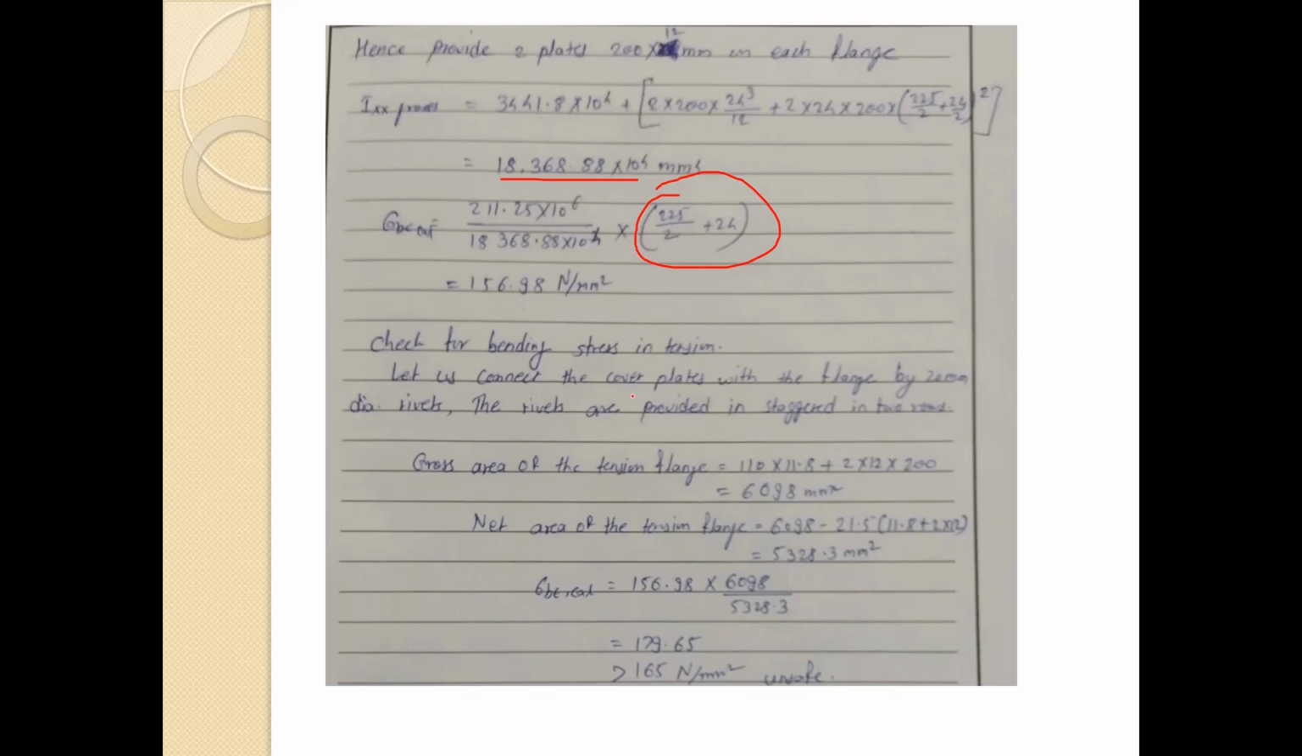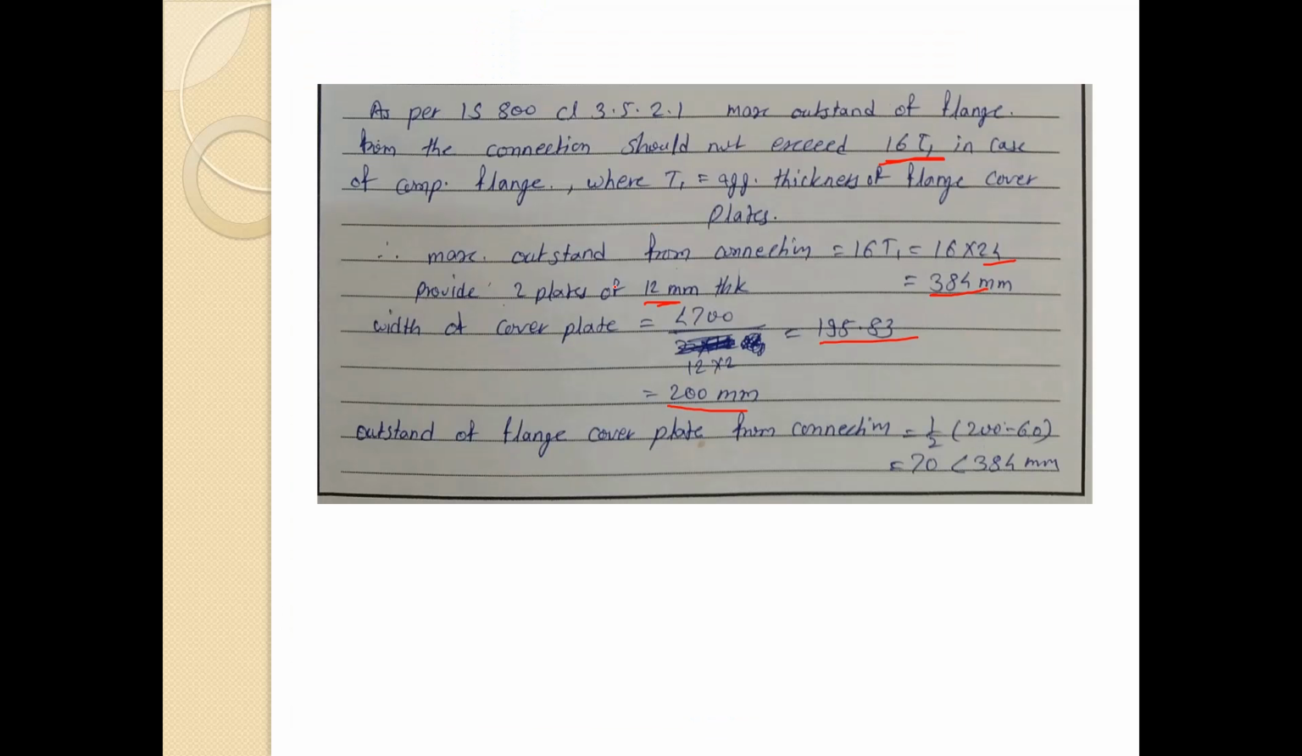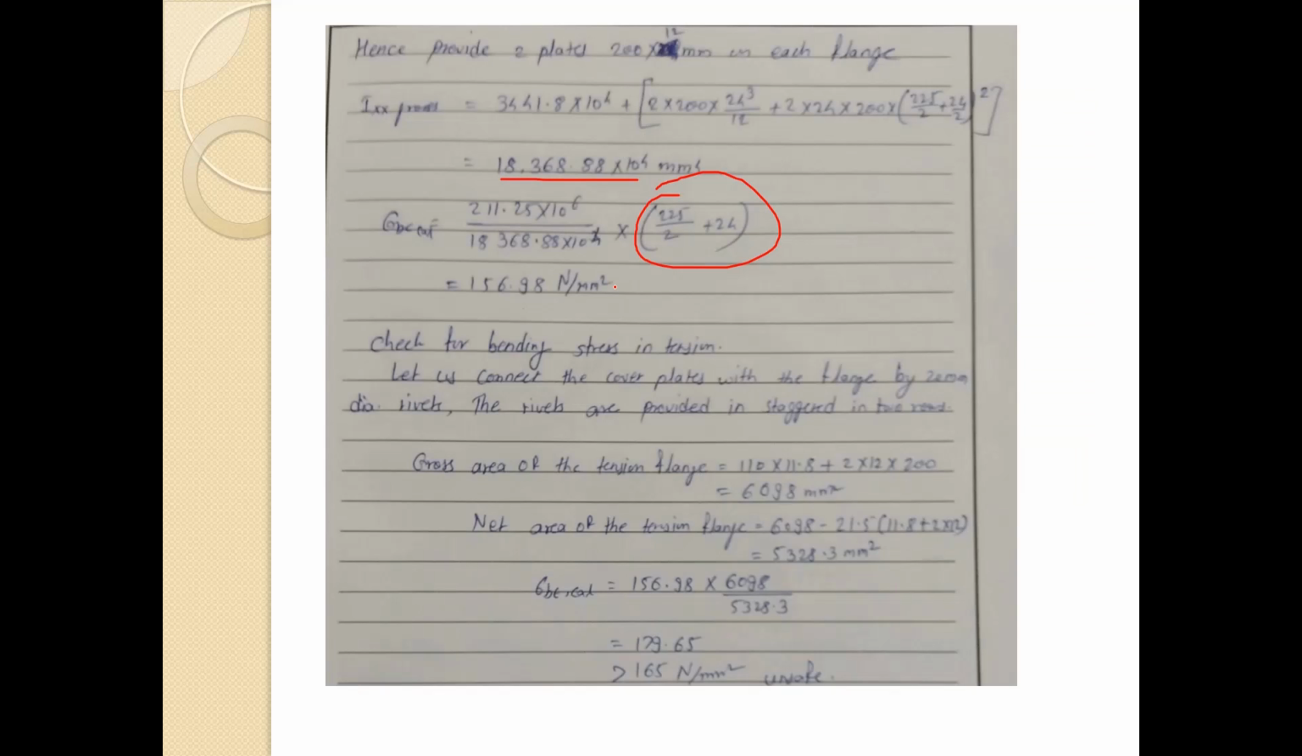Let us connect the cover plates with the flange by 20 diameter rivets. The rivets are provided in staggered pattern with two rows. The gross area of the tension flange, that is 110 into 11.8, that is this thickness B is 110, 11.8 plus 2 into 12 into 200, so that becomes 6098. That is again the area of plates.